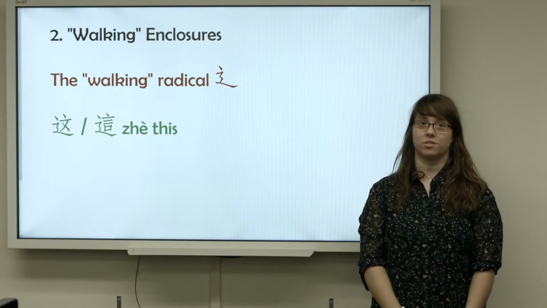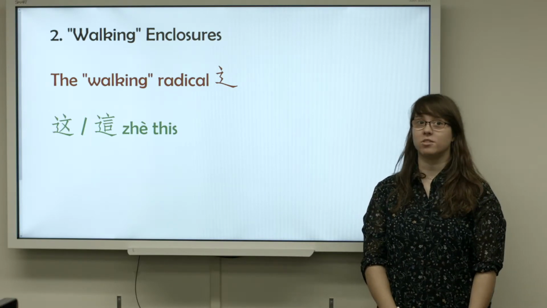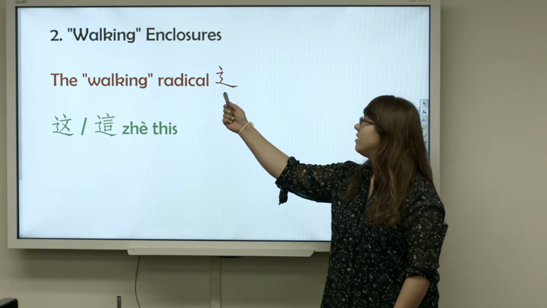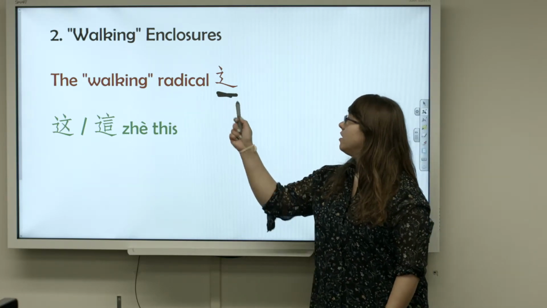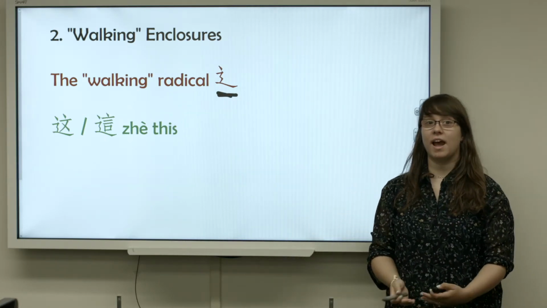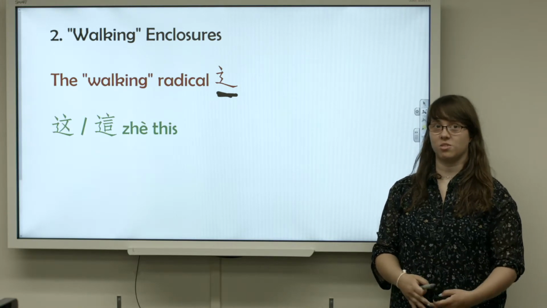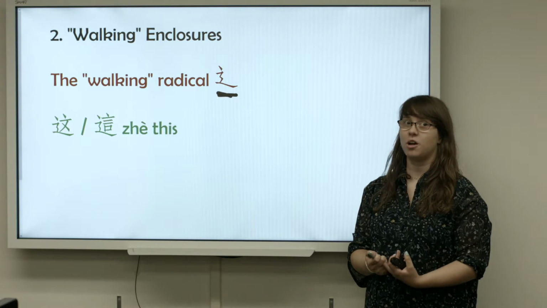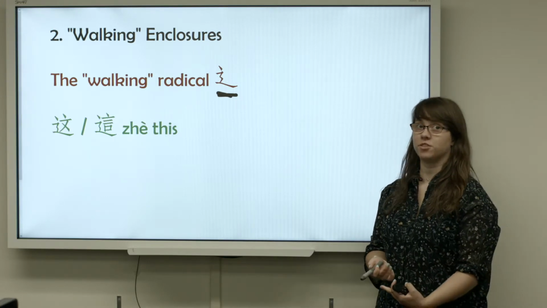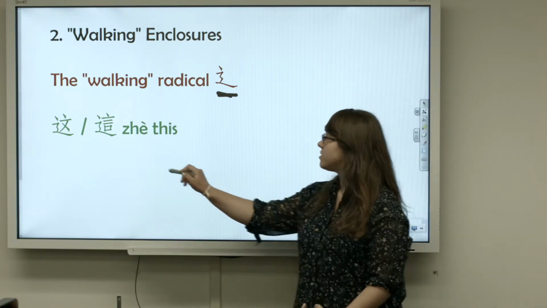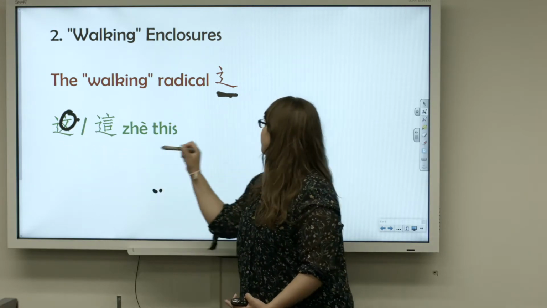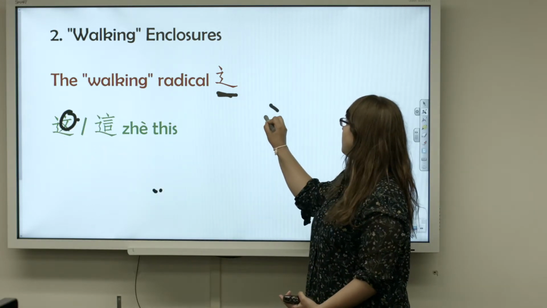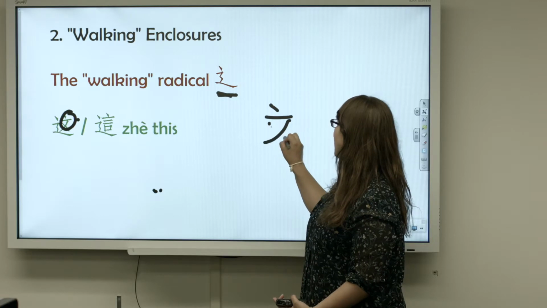Next, we have walking enclosures. These are called walking enclosures because they utilize the walking radical. The walking radical is always written after the components inside the enclosure. To show this, I'm going to be writing the character zhe, but I'm only going to be writing the simplified version of this character. So first we start with what's inside. Dian, heng, pie, na.